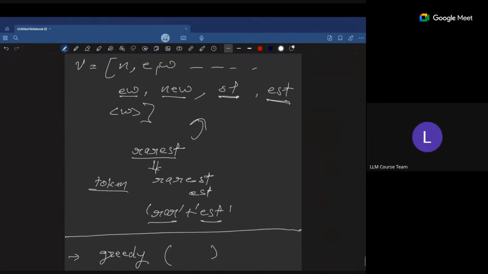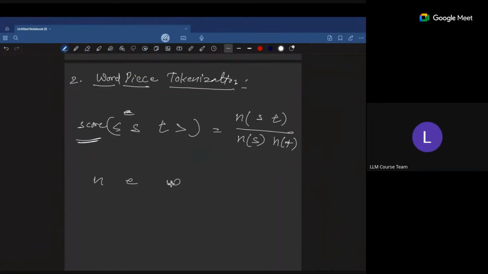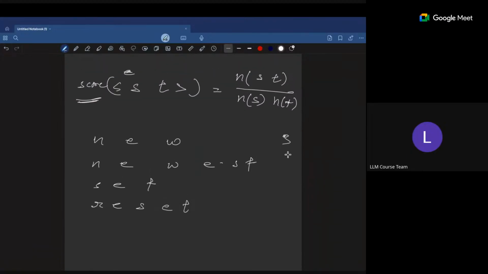So if I look at the same corpus, let's say you have the corpus: NEW, NEWEST, ignoring the end-of-word marker that you can also add here. You have set, you have reset. The first step is the same. You have created each character as a different token, and the frequencies are let's say 3, 2, 1, 4. Now, rather than looking at the highest count, I will look at the highest score.